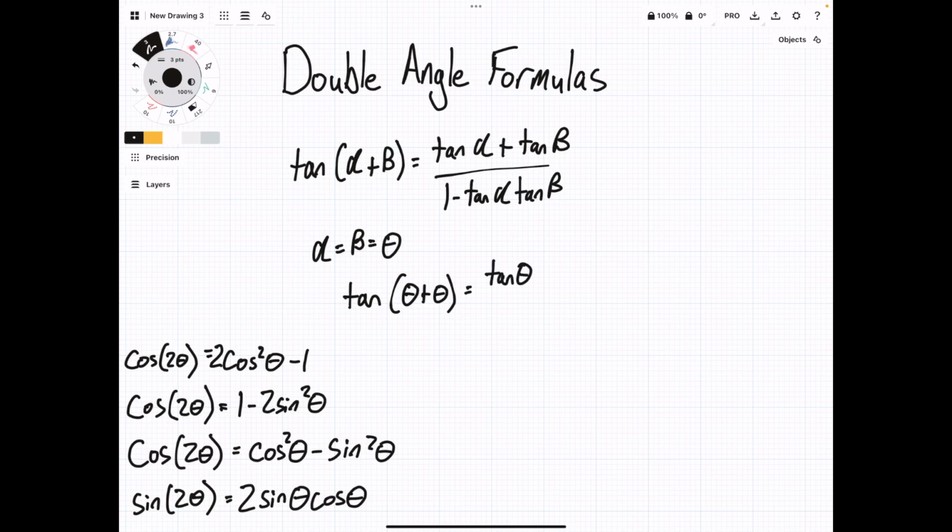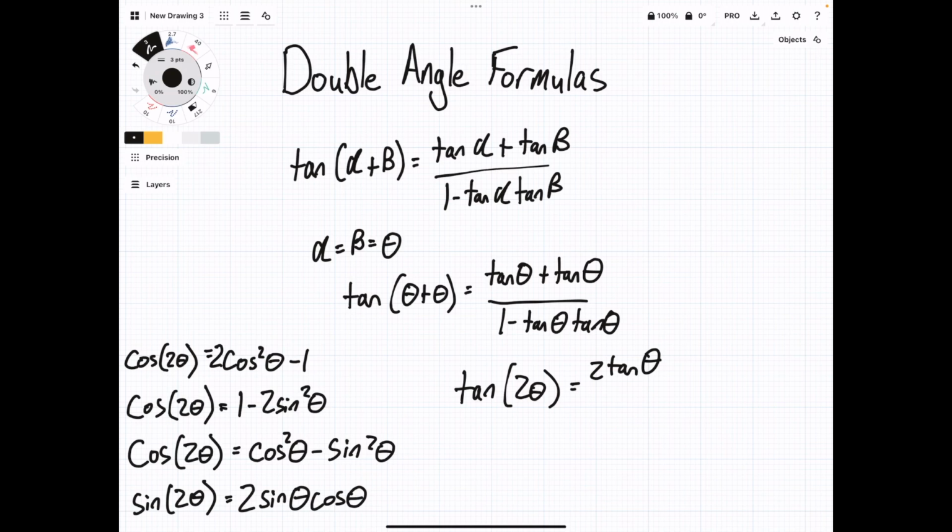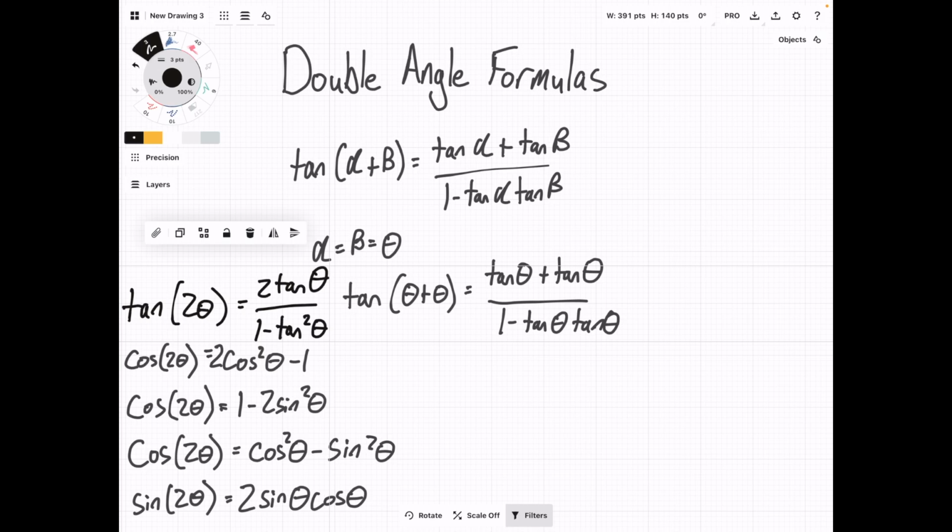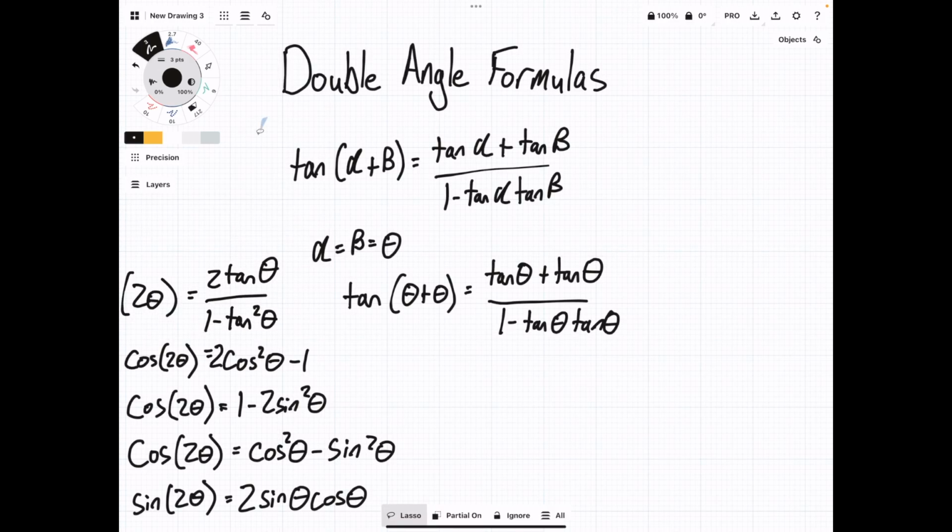Tan theta plus tan theta over 1 minus tan theta tan theta. All right, and finally, we have tan of 2 theta is equal to 2 tan theta over 1 minus tan squared theta. So let's move some stuff around. Clean this up.